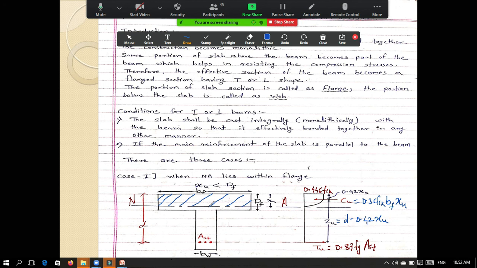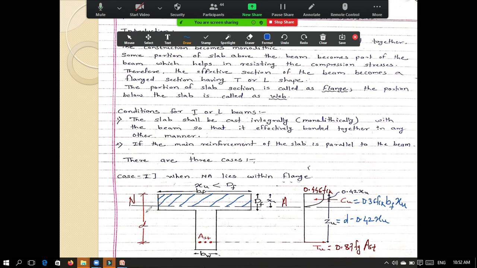So I hope you understood this. In the rectangular section our width was the same, so width was B. So in the rectangular section we always took 0.36 fck B into Xu. In the case of a rectangle we took B into Xu because the width of that beam was B.